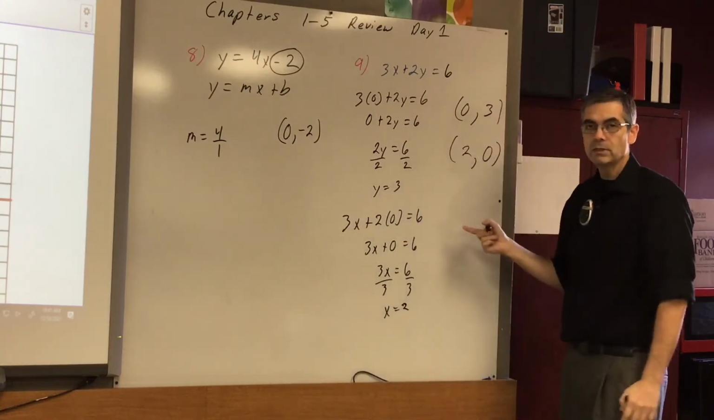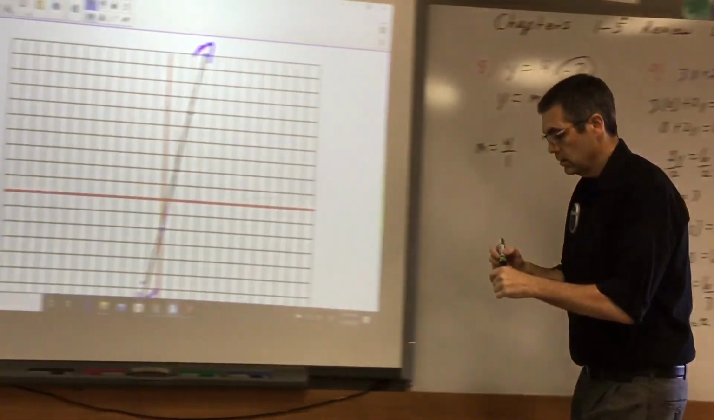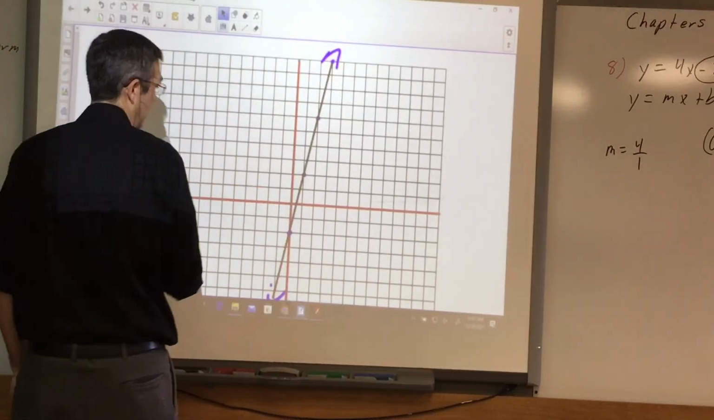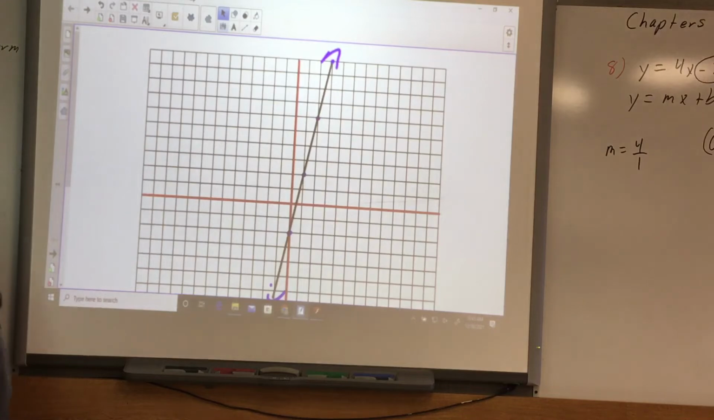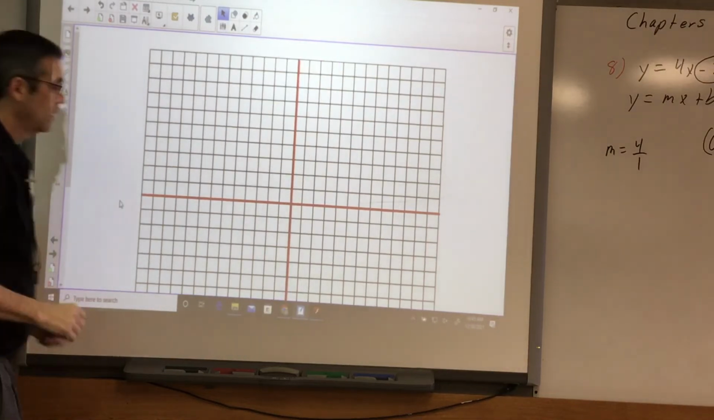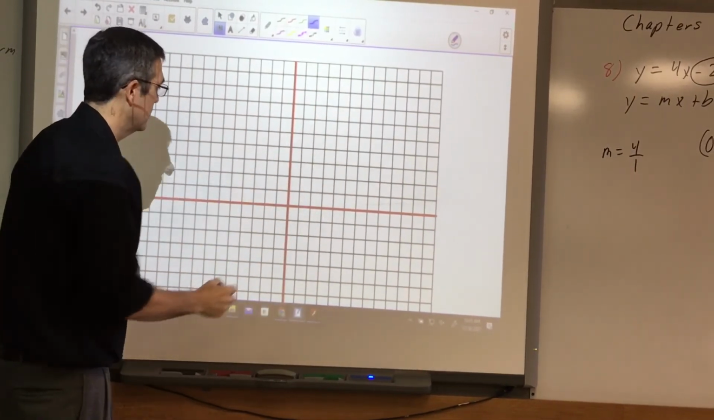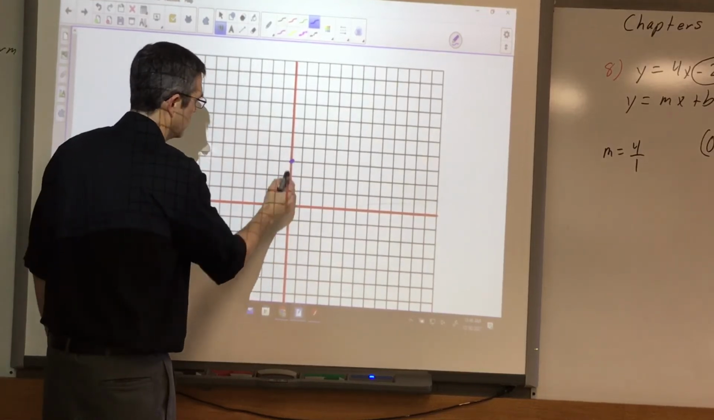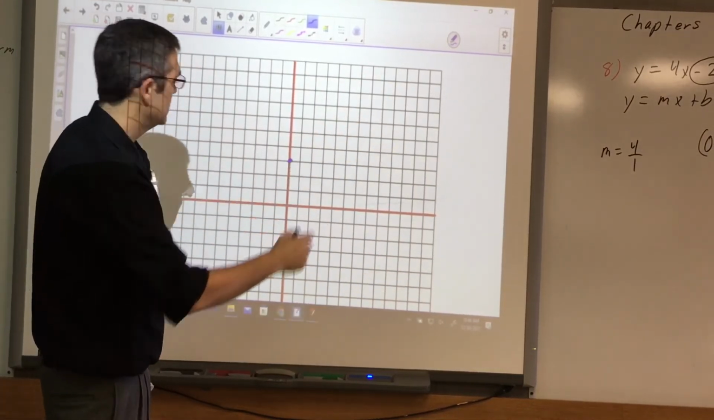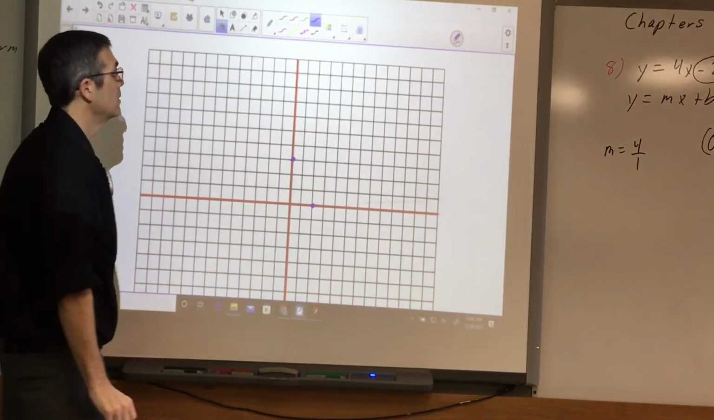Now I have 2 points here. Well, I can graph 2 points. All right. Let's go back over here to our graph. There we go. All right. So we're going to graph our 2 points. 0, 3. 0, 1, 2, 3. And 2, 0, 1, 2, and now we have our line, okay?